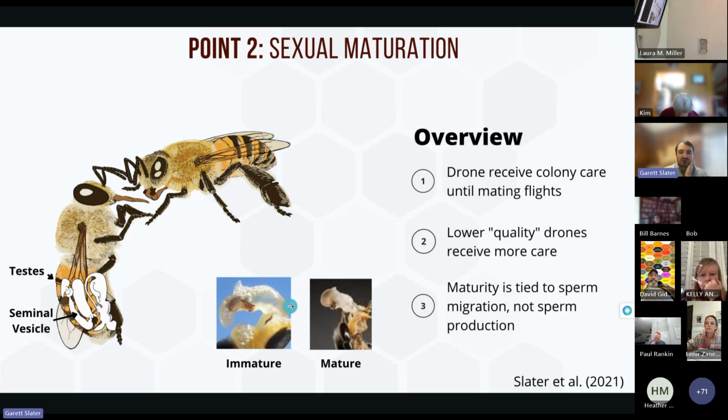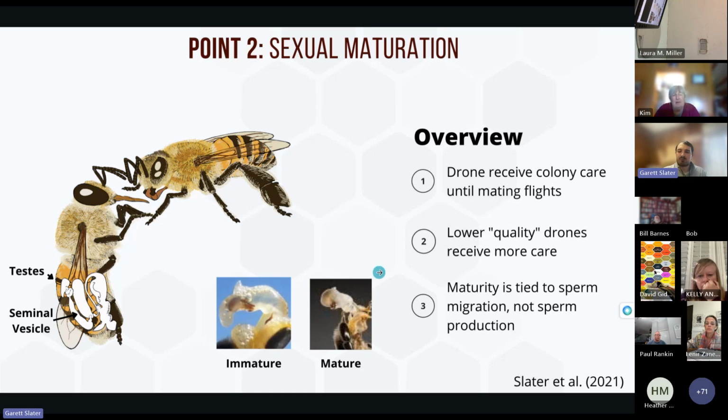Now, if you see a drone that looks like this, where it's very clear and there's no white or brown spot at the tip of the endophallus, then that's a sign of an immature drone. But if a drone looks like this, where you can see some white, which is the mucus proteins, and the brown, which is the sperm, this is a sign of a mature drone.